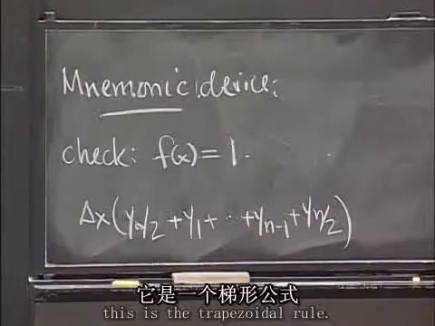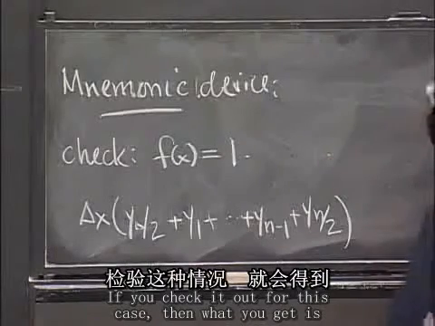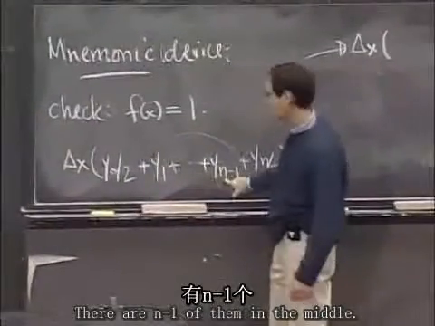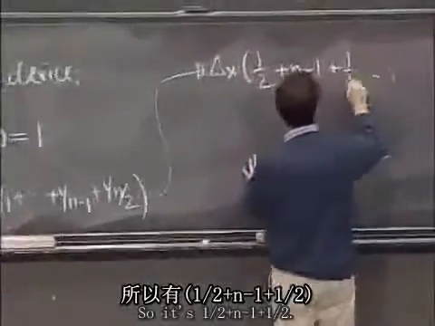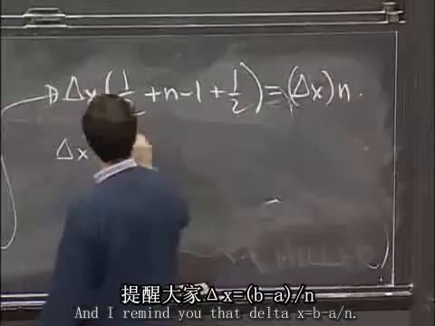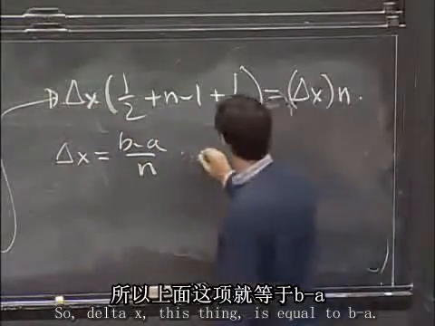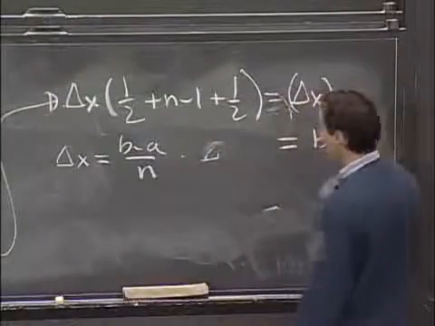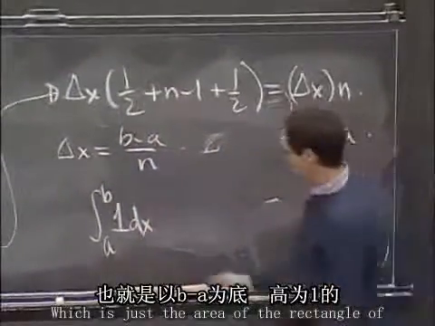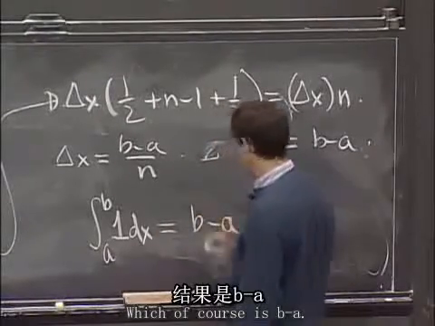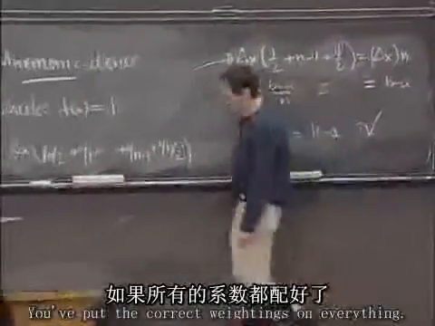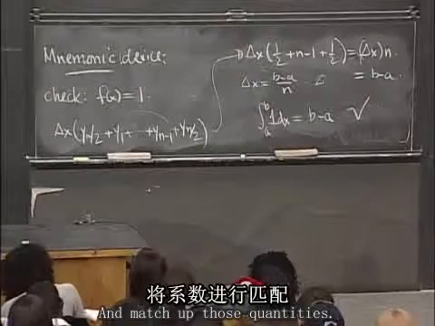All right? If you check that formula out here, this is the trapezoidal rule. If you check it out for this case, then what you get is delta x times what? Well, all of these are 1s. And how many are there in the middle? There are n minus 1 of them in the middle. So it's a half plus n minus 1 plus a half at the tail end. So all told, it's delta x times n. And I remind you that delta x is equal to b minus a over n. So this is equal to b minus a. And that's just as it should be. What we just calculated is an approximation to this integral here, which is just the area of the rectangle of base b minus a and height 1, which of course is b minus a. So this is the check that you got your weighted average correct here. You've put the correct weightings on everything. And you can do the same thing with Simpson's rule and match up those quantities.